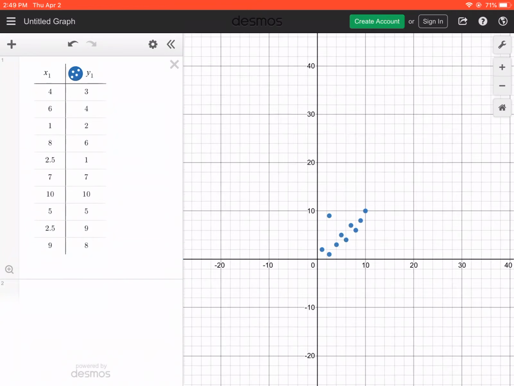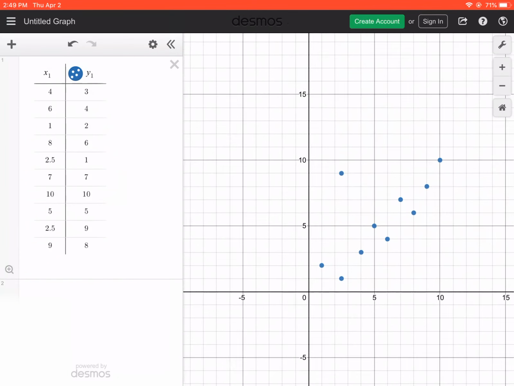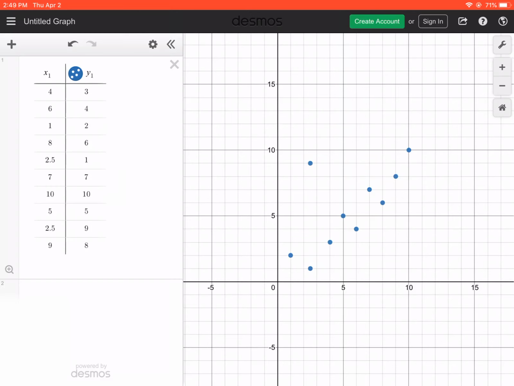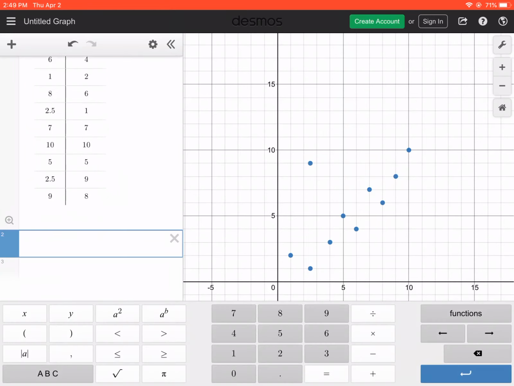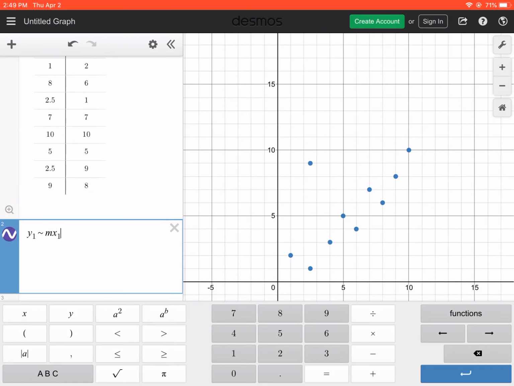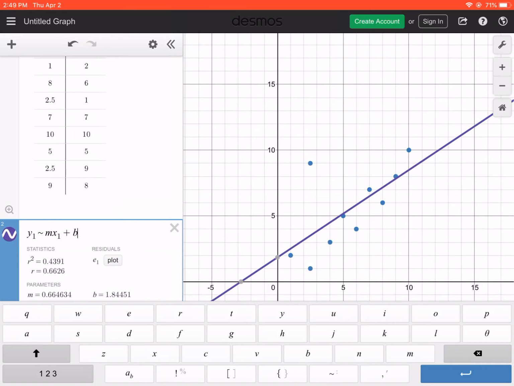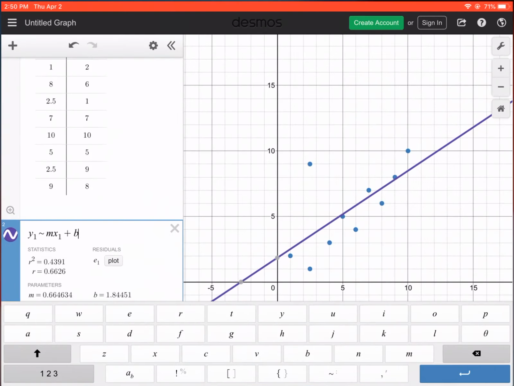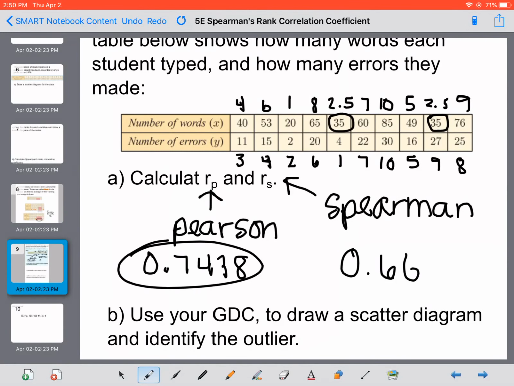Okay, and if we zoom in here, so notice that that particular scatter diagram is much more linear fashion. So if we run again our linreg here, which if you were doing it on the calculator, once you have your L1 and L2, you would go to Stat, scroll over to Calc, and do number 4 linreg. So we have Y1 is about mx1 plus b. And there is our Spearman's rank, so 0.6626. So it's actually not as strong as it originally appeared to be.